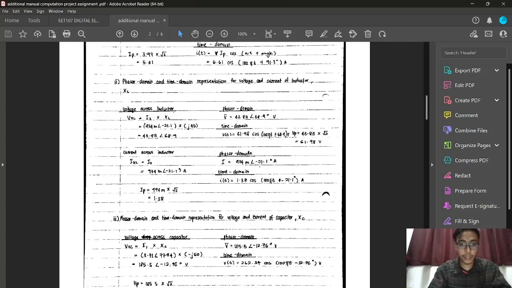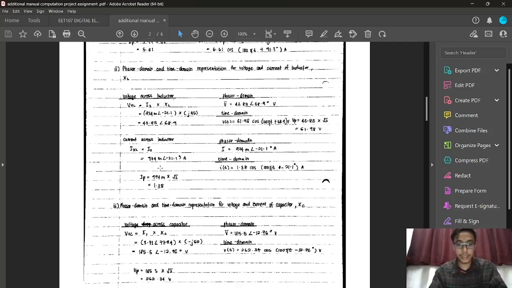For the current across the inductor, I get it from I2. In phasor domain, it is 974 milliamperes angle negative 21.1 amperes. In time domain, I'm using IP, which is IRMS times square root of 2. I get 1.38 cos of 100 pi t minus 21.1 amperes.